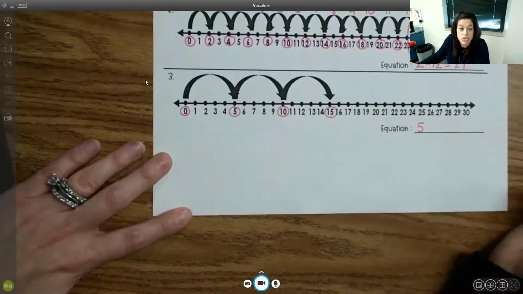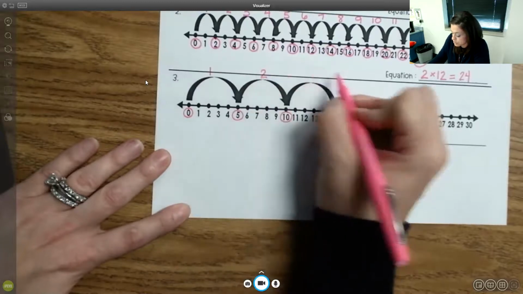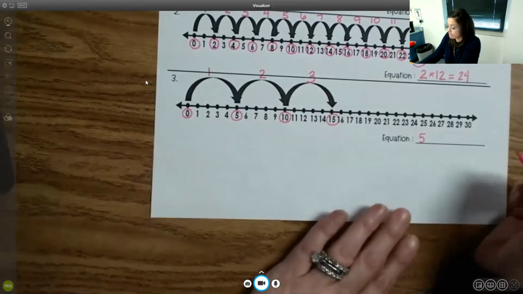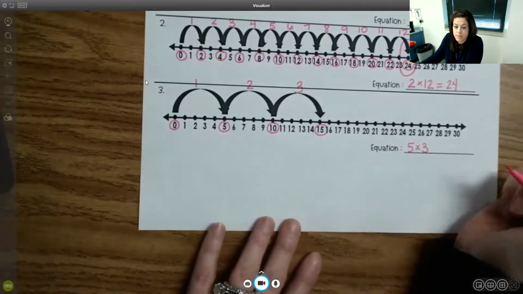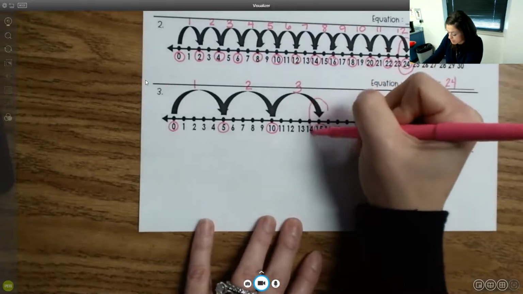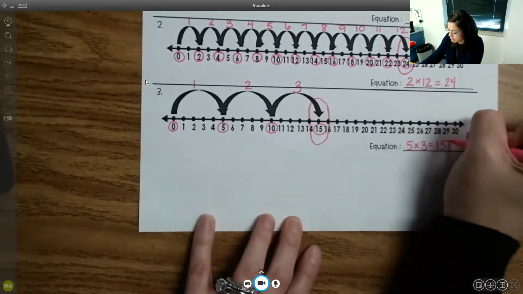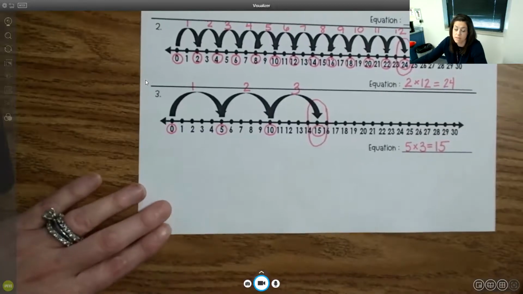Now let's see how many jumps I made. 1, 2, 3. So 5 times 3. And what is the very last jump I made? 15. So 5 times 3 equals 15.